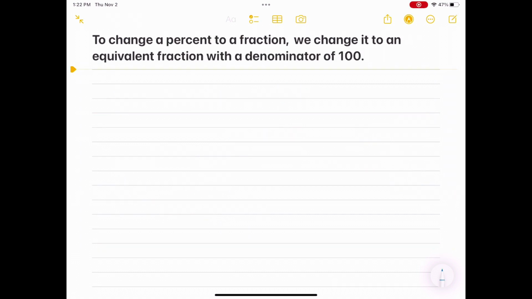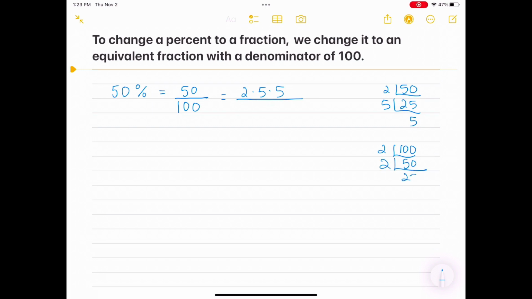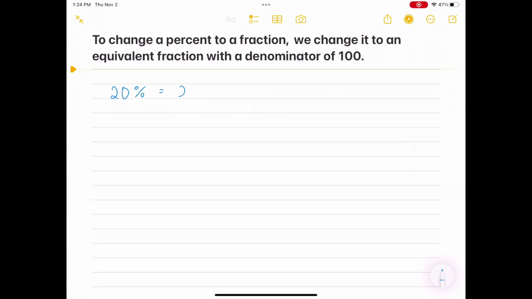To change a percent to a fraction, we change it to an equivalent fraction with a denominator of 100. So 50% equals 50 over 100, which, when put into its simplest form by taking out common factors, equals 1/2. To review how to simplify fractions to their simplest form, please watch my earlier videos, lesson 22 to lesson 25.